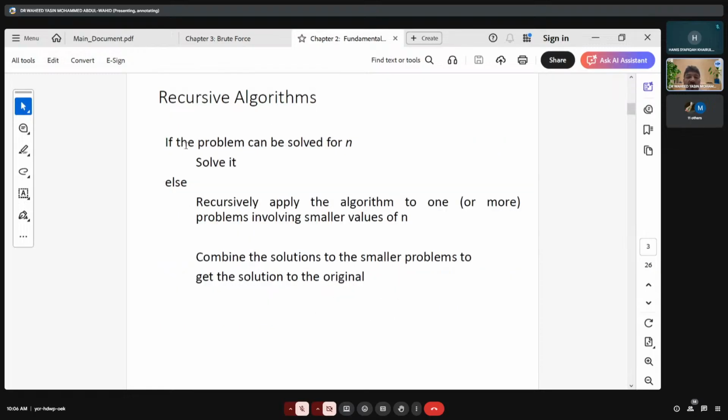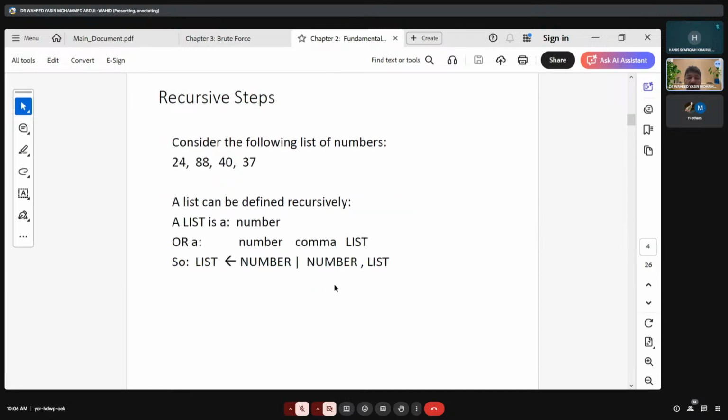Recursive algorithms: if the problem can be solved for n, solve it. Else, recursively apply the algorithm to one or more problems involving smaller values of n. Combine the solutions to the smaller problems to get the solution to the original.